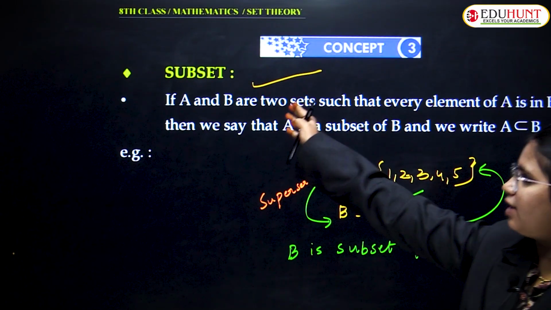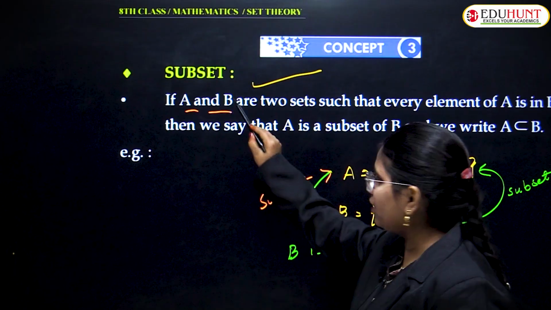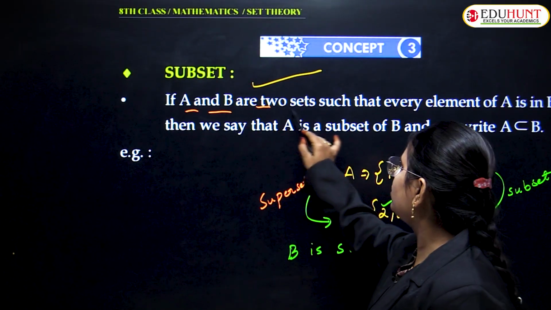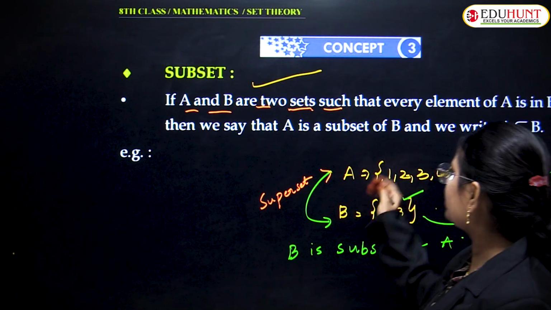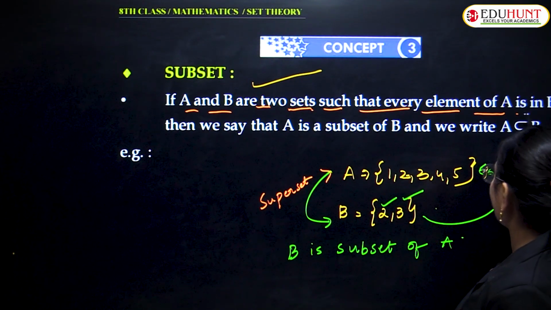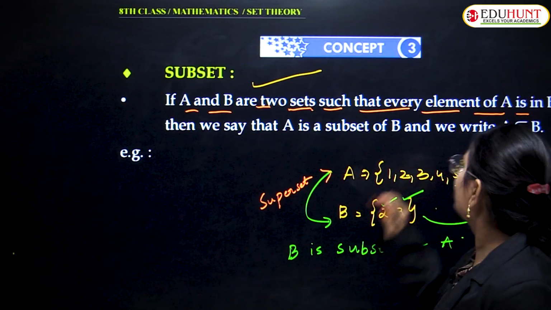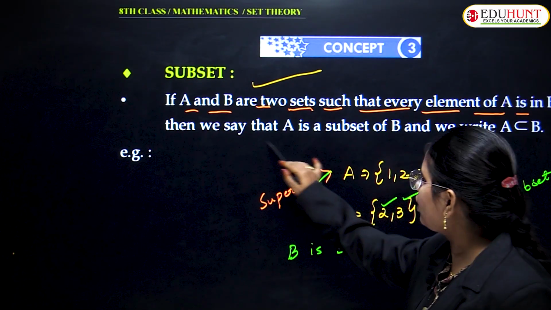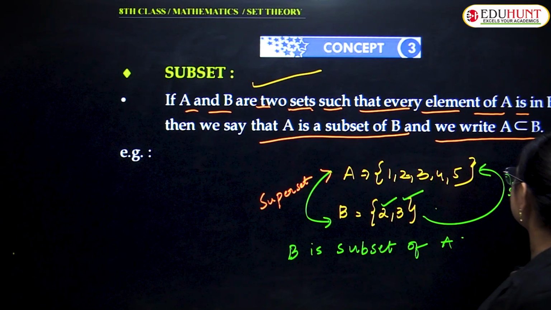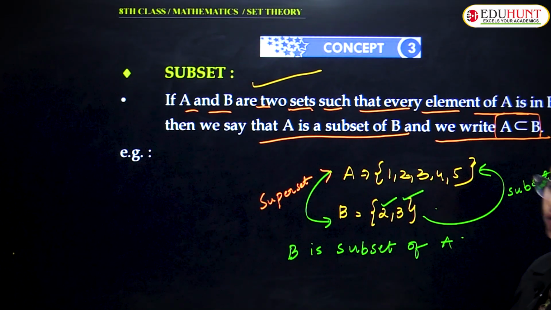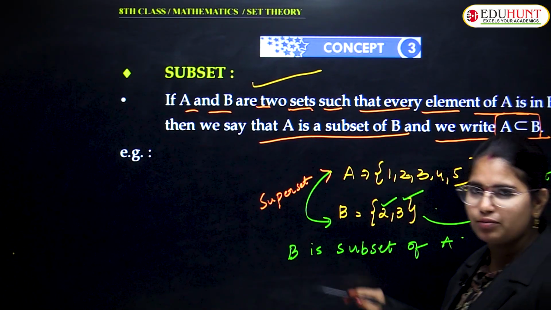So let's have a glance at the slide to write down the notes. If A and B are two sets such that every element of A is in B, then we call A a subset of B, and we write A is a subset of B. This is a notation. Do not get confused.